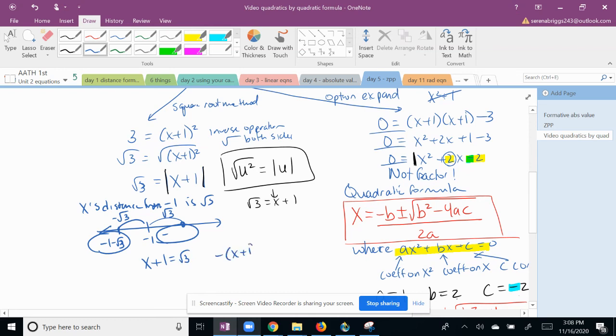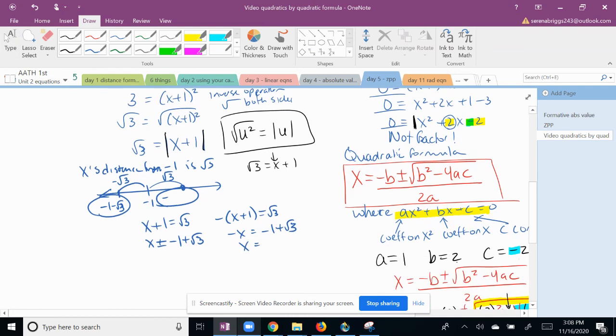Or by option 2, I've got that either x plus 1 equals square root 3 or the opposite of x plus 1 equals square root 3. That gives me x equals -1 plus the square root of 3, or negative x is equal to... no, I don't want to go so fast here. Let's go slow. Distribute the minus. Negative x is equal to 1 plus the square root of 3, so x is equal to -1 minus the square root of 3. Exact same 2 answers, right?